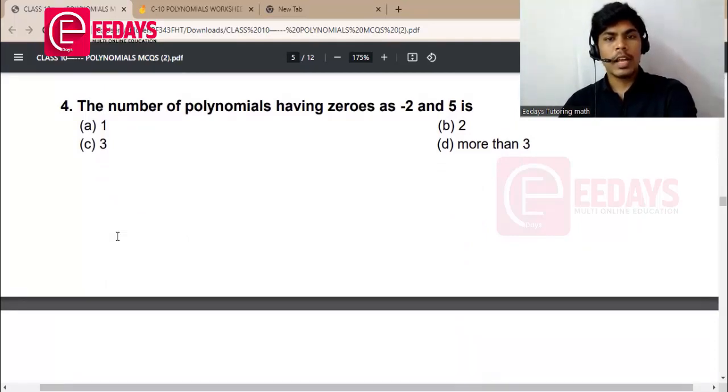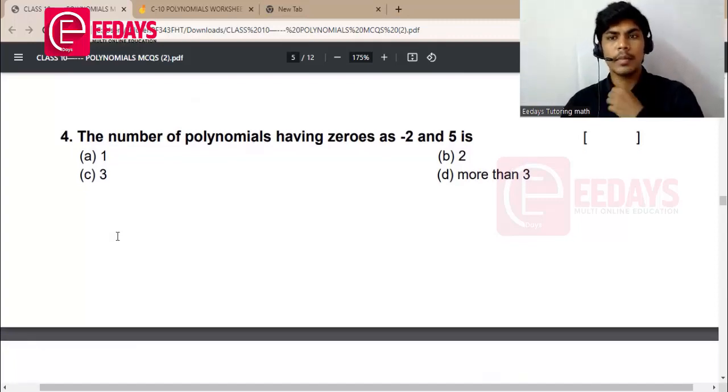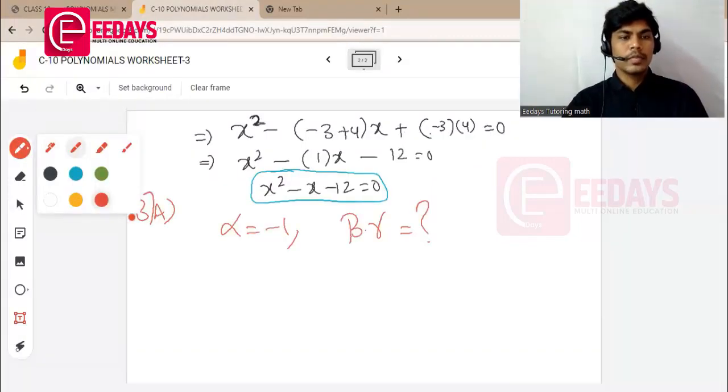The number of polynomials having zeros as -2 and 5. This question is also repeated, but the numbers are changed here. So the number of polynomials having zeros -2, 5. Fourth one.